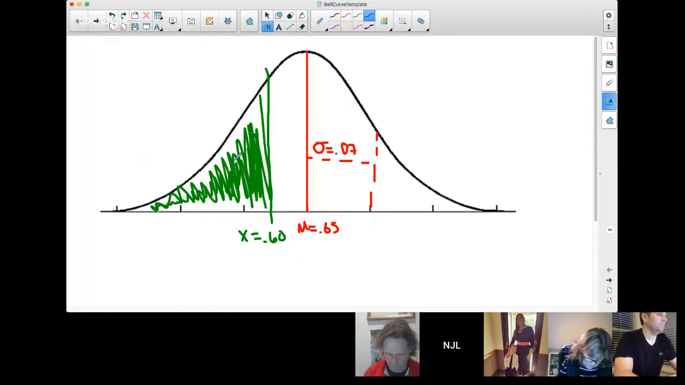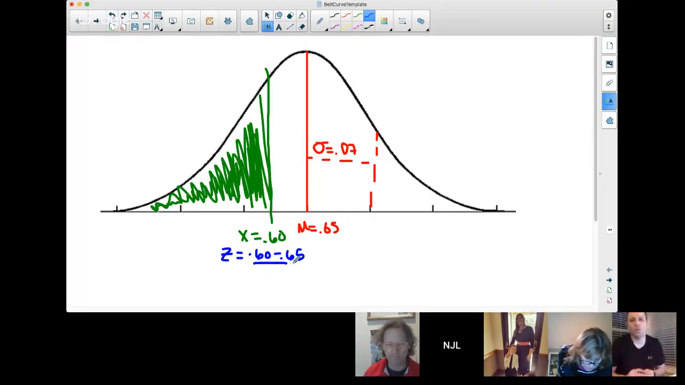To find that area and not have to use calculus, what I need to do is standardize that score. So right below here, I'm going to say, instead of X, I need to get the z-score associated with it. So 0.6 minus 0.65, that's the distance from the mean. A standardized score has units of measure of standard deviation, so I have to divide by the value of the standard deviation.